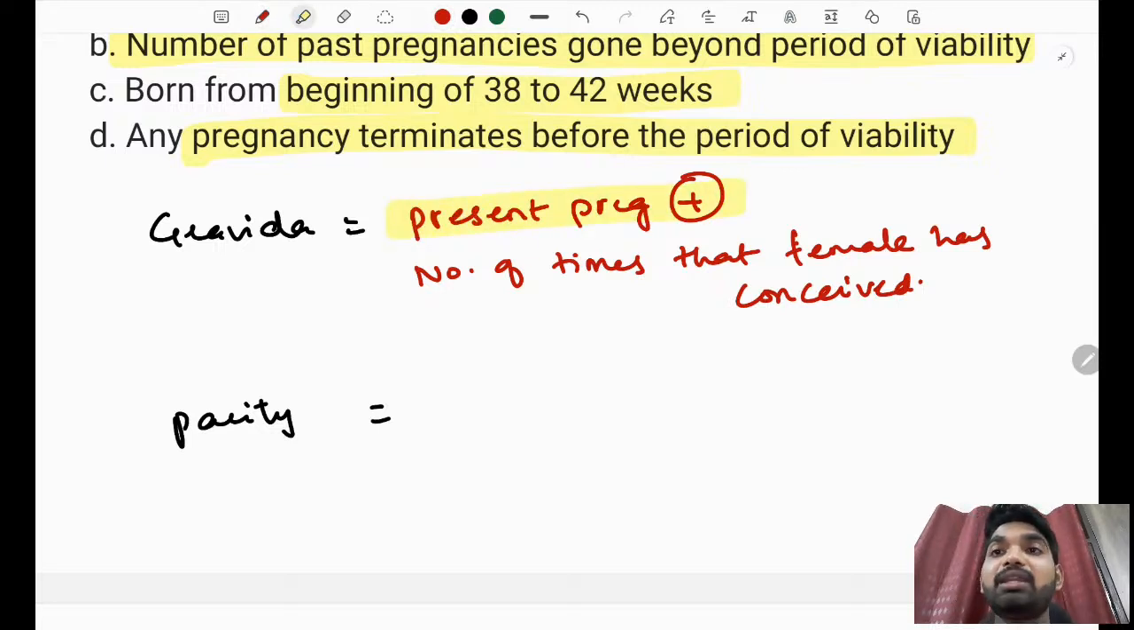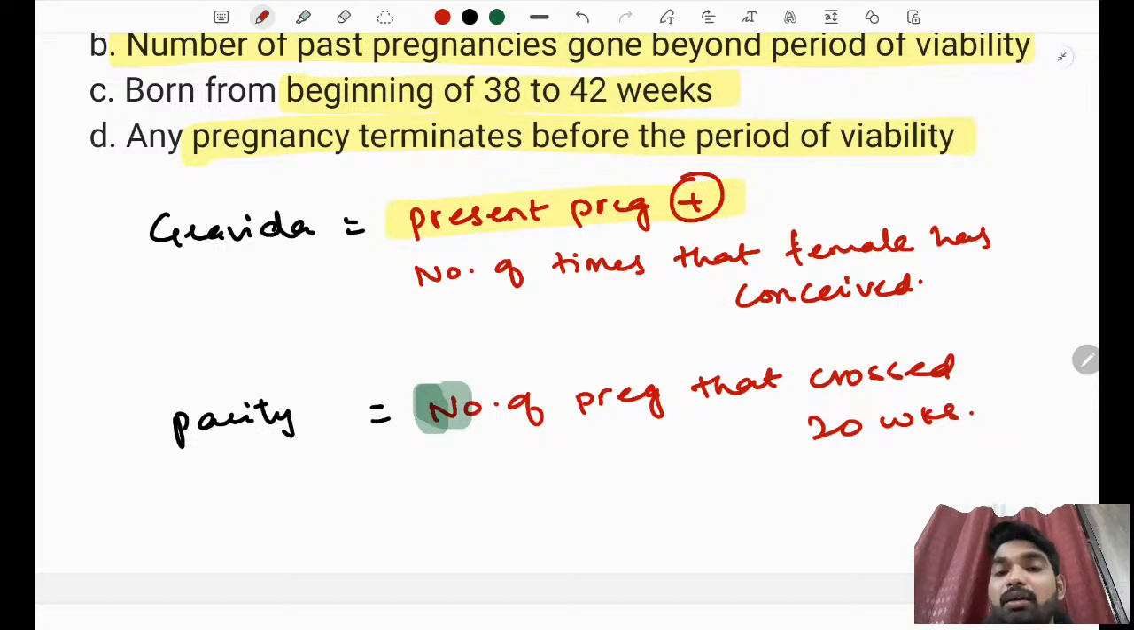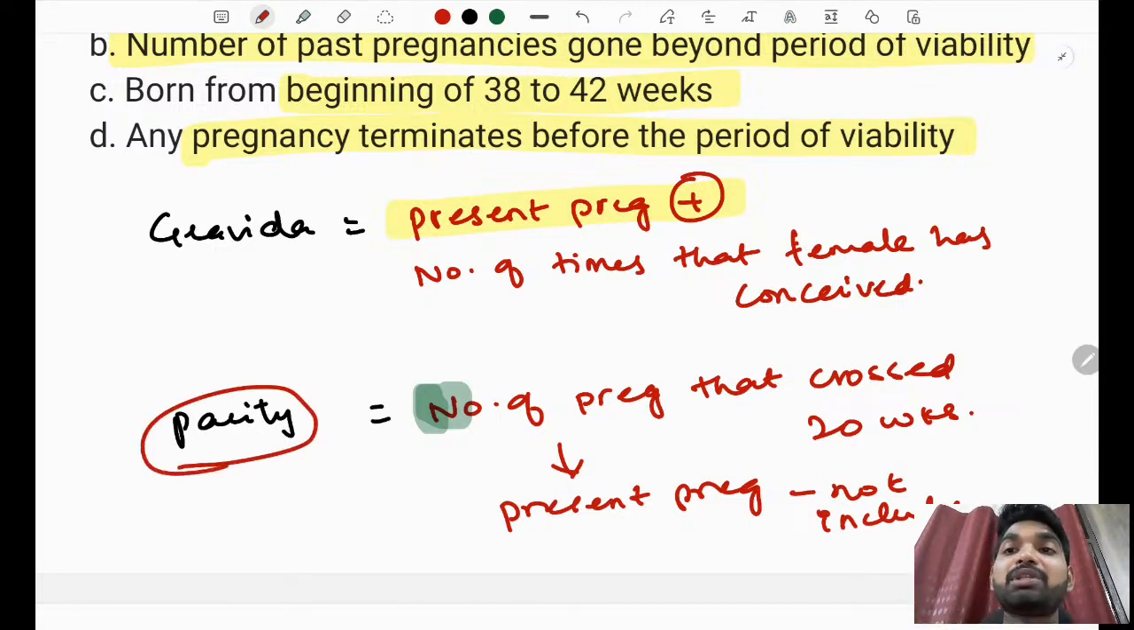Whereas parity is the number of pregnancies that have crossed 20 weeks. Here in parity the present pregnancy is not included. You should not take the present pregnancy in case of parity. Only in gravida will you take the present pregnancy. No confusions, gravida, parity, right?